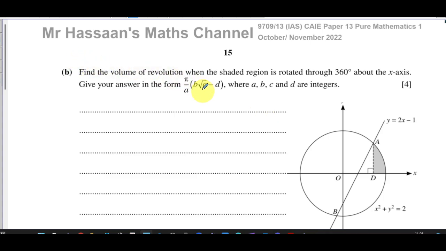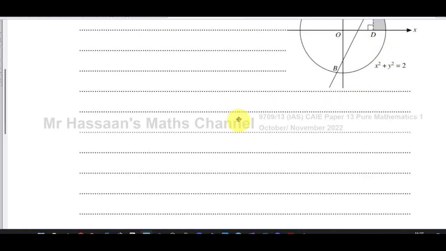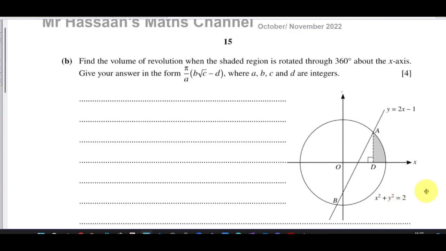It says, find the volume of revolution when the shaded region is rotated 360 degrees about the x-axis. Give your answer in the form pi over a times b root c minus d, where a, b, c, and d are all integers. Okay, so what does that mean? Basically, we have to take this little area and rotate it around the x-axis the whole way around. So it's like it's going to come out of the page and go into the page all the way around, forming a 3-dimensional kind of shape.